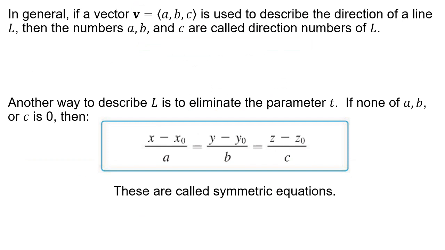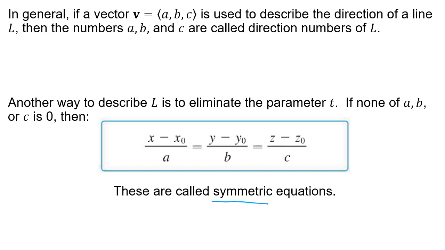In general, if a vector <a, b, c> is used to describe the direction of a line, then the numbers a, b, and c are called directional numbers. We use those directional numbers to write it not only as a vector equation or as a parametric equation, but we could also use them in what we're calling symmetric equations, where we eliminate the parameter t and set all of the equations equal to each other.